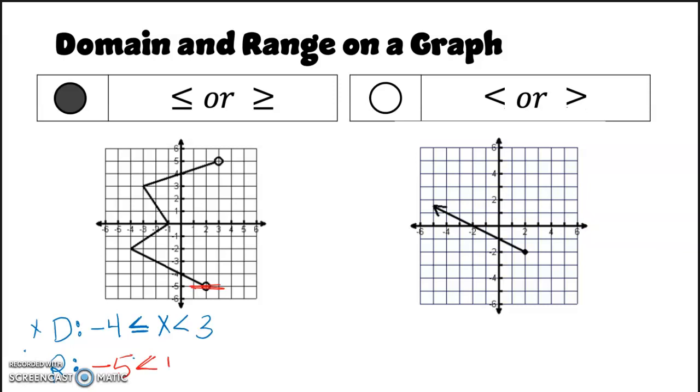And now I need to write y, and I need to go to my highest point. The biggest y value I see is right here. It doesn't go any further than that. That's at 5, and it's an open circle, so that tells me it's also just a less than sign. So that's it. That's how you would write it when you've got open circles and closed circles.